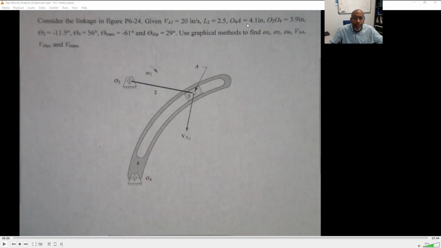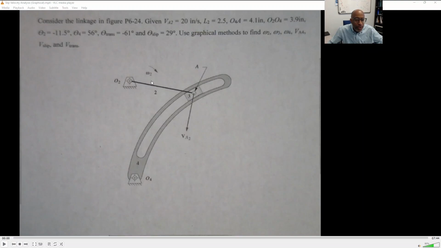And O4A is equal to 4.1 inches. That's the length from O4 up to this point here, A. That's 4.1 inches. And then we have O2, O4. That is the length from O2 to O4 here. That is 3.9 inches. We have theta 2, or the angle of our crank.